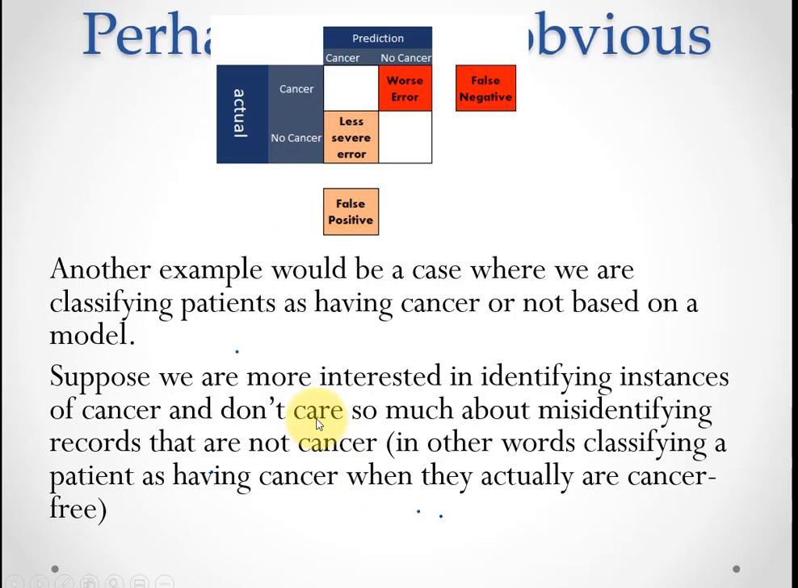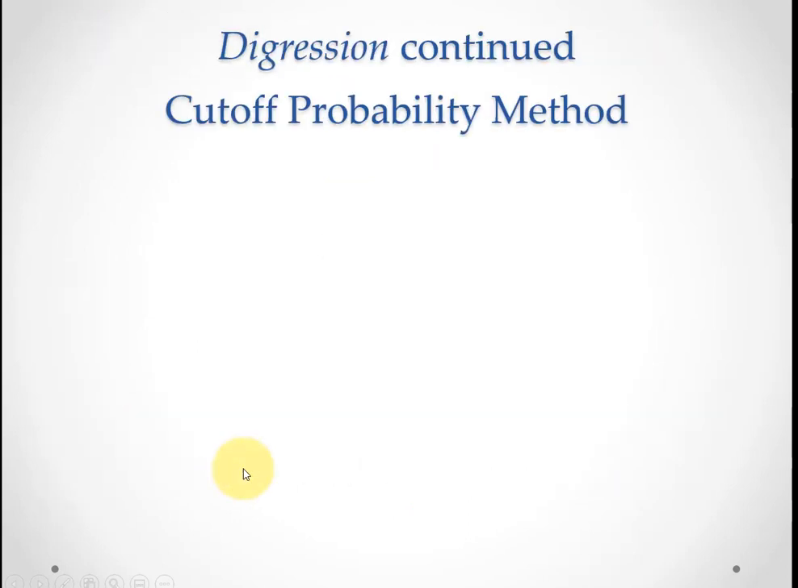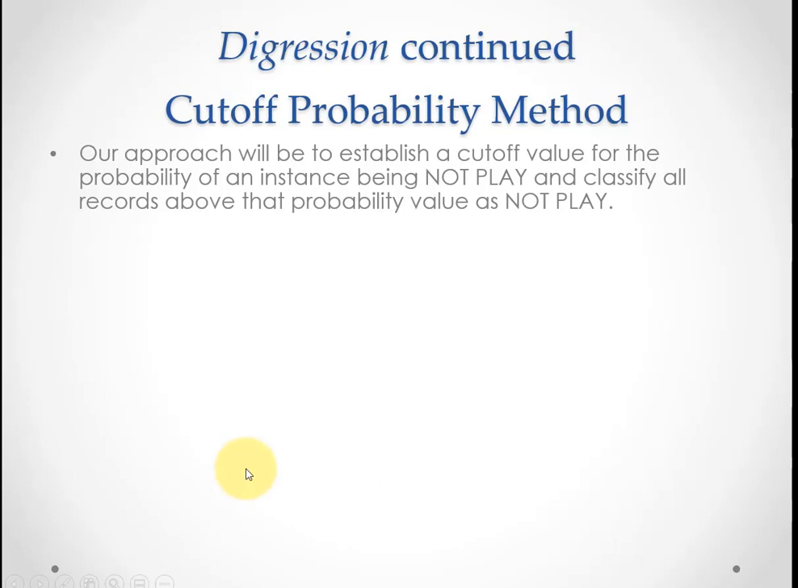So both of those are errors. Let's just make that clear once more. If we tell someone they are cancer-free when they actually have cancer, that's an error. On the other hand, if we tell someone they have cancer when they're actually cancer-free, that's also an error. So those are two different kinds of errors, and we prefer to make this kind rather than this kind. That is, we prefer to tell someone they have cancer when they don't, rather than telling someone that they don't have cancer when they do. So the idea is that we're going to establish a cutoff value for the probability of an instance being not play.